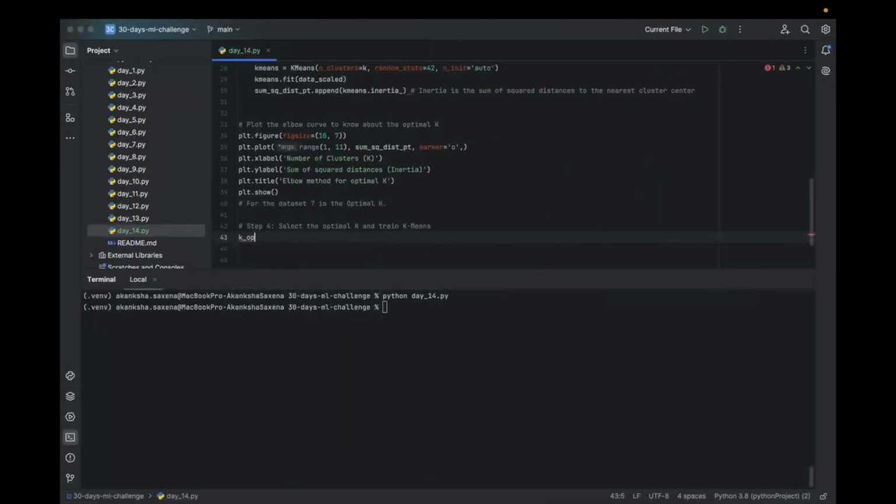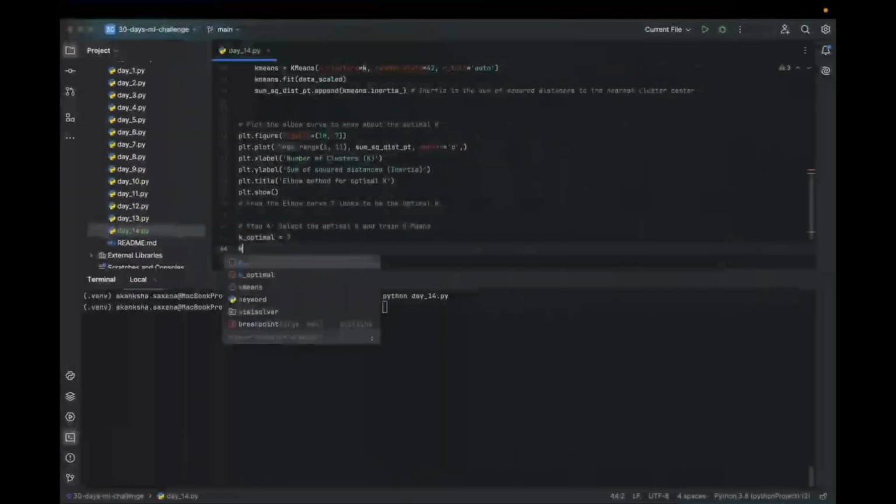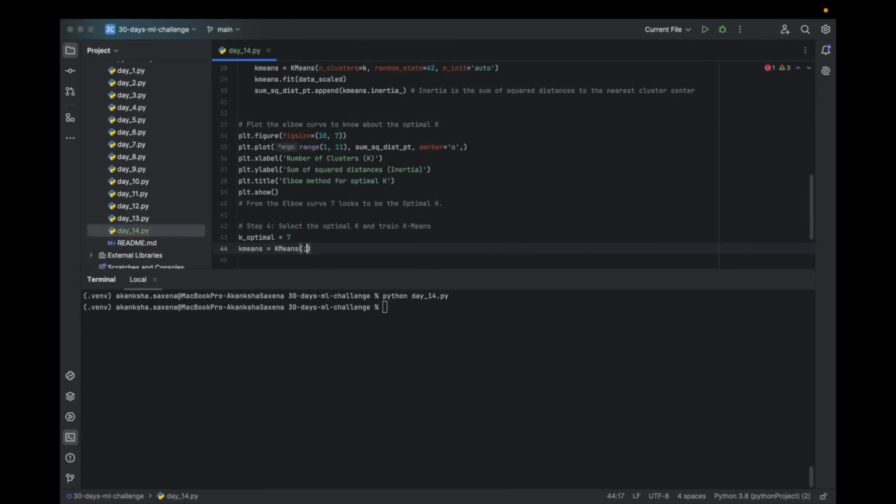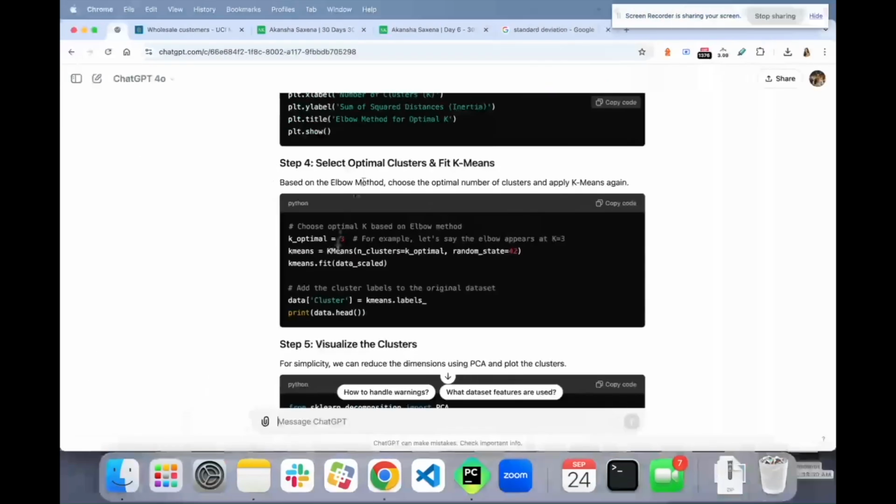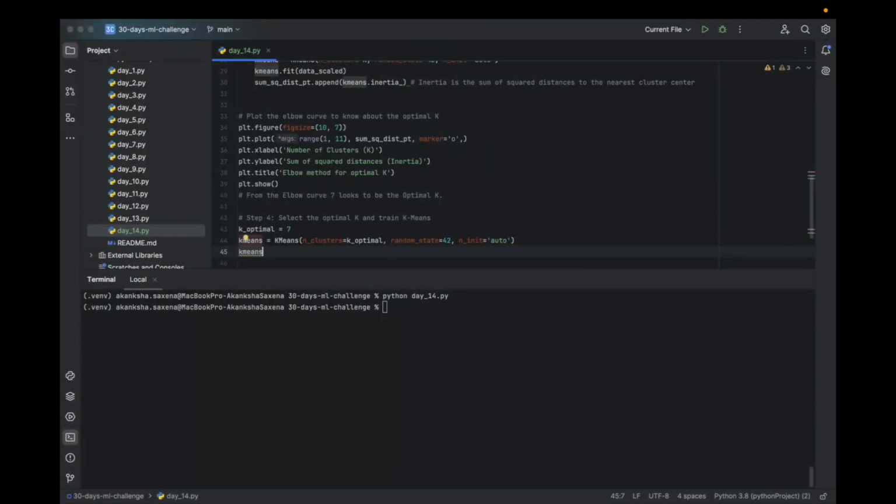k optimal is going to be 7 for our case. From the elbow curve, 7 looks to be the optimal k. In KMeans, we'll specify n_clusters as k optimal, random state as 42, and n_init because this is an upcoming change, otherwise we will get the warning. Once we do that, we are going to train the algorithm on the scaled data.